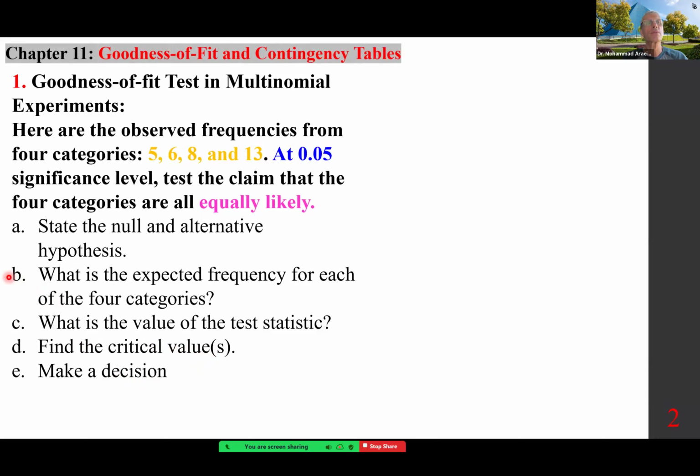In short, multinomial: remember, binomial has 2 outcomes. Multinomial has more than 2 outcomes. That's the concept, so you have a better understanding of that.